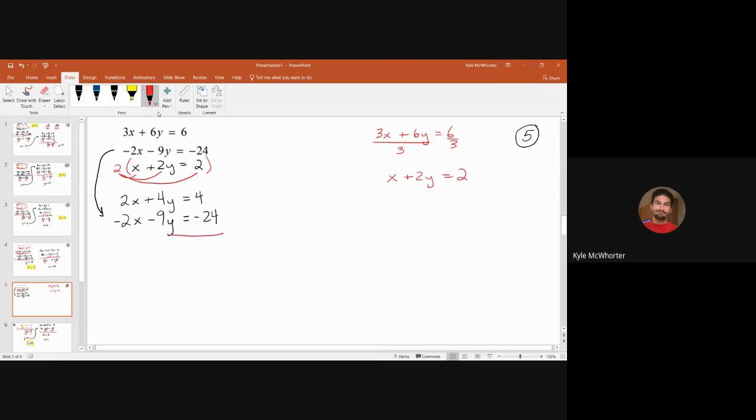And then I'm going to add the equations. The x's are going to eliminate. 4y minus 9y is -5y. 4 minus 24 is -20. To solve for y, we just divide both sides by -5. And we get y equals 4.